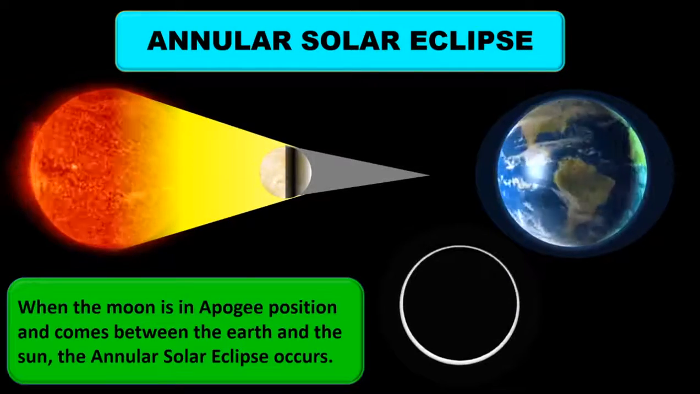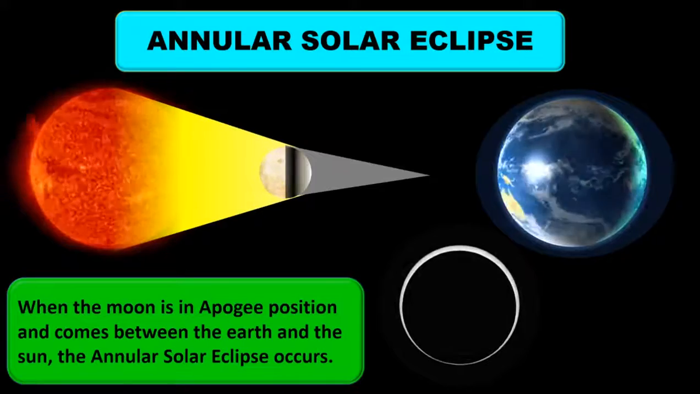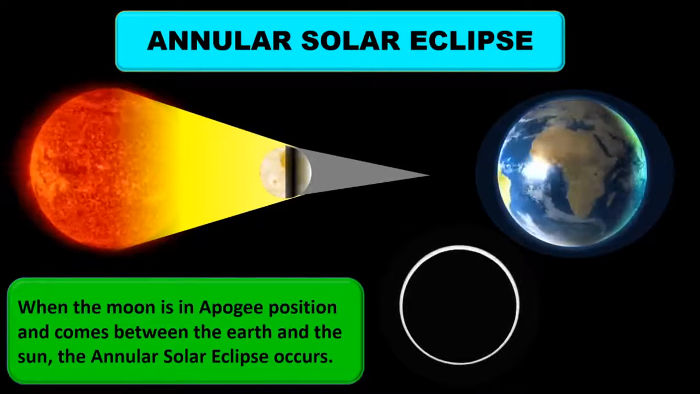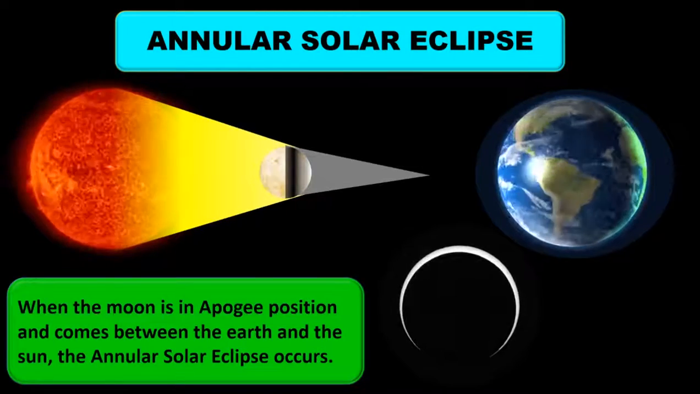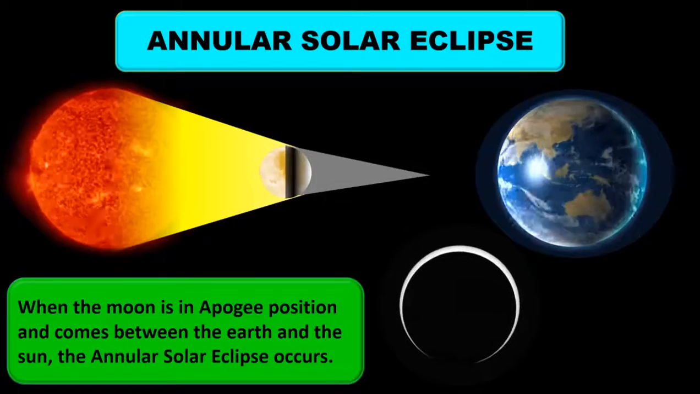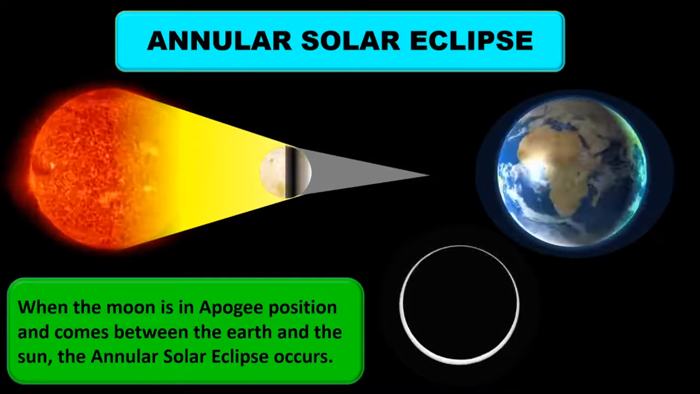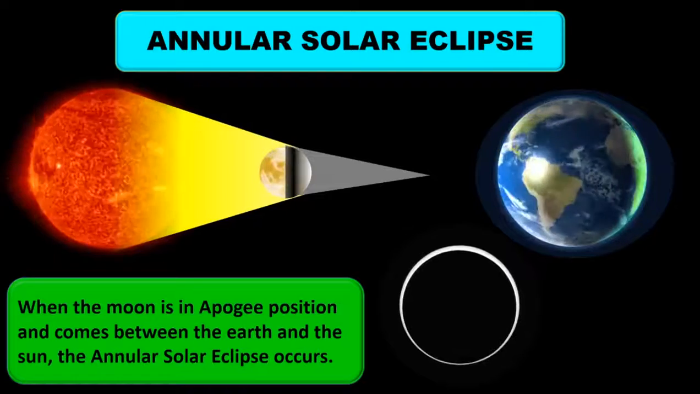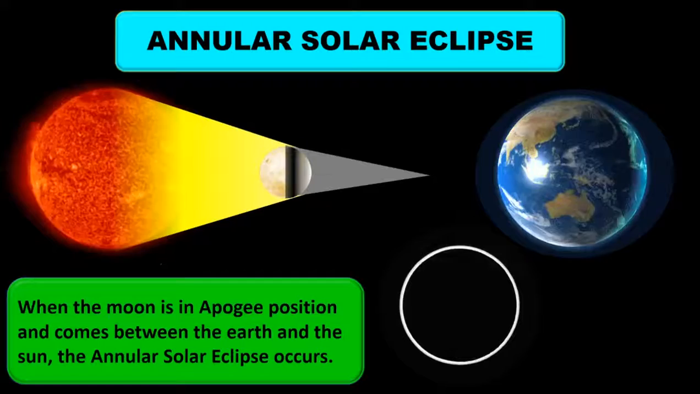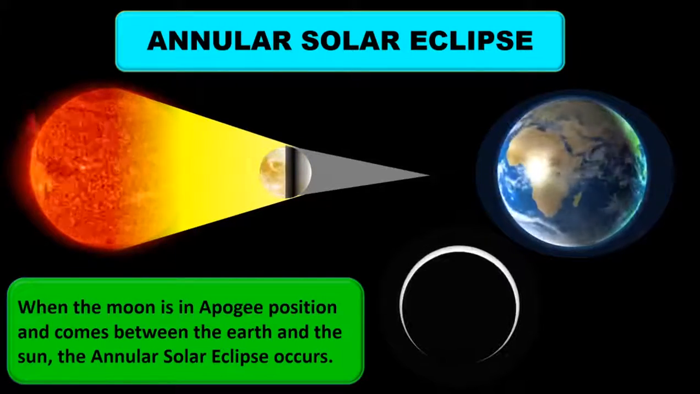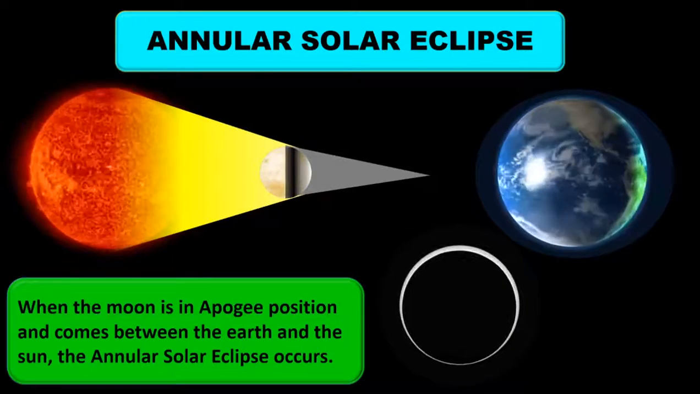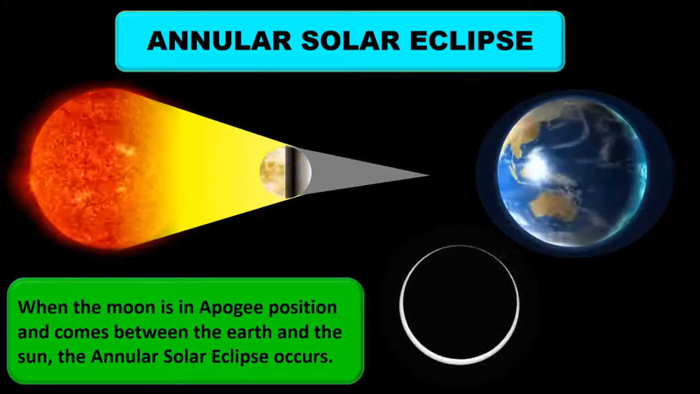Sometimes the Moon is in apogee position. This means it is at its farthest from the Earth. As a result, the deep shadow of the Moon is cast in space and does not reach the Earth. Students, observe the given diagram. You can see in the diagram that the Moon's shadow is not able to reach the Earth. This is because the Moon is far away from the Earth.